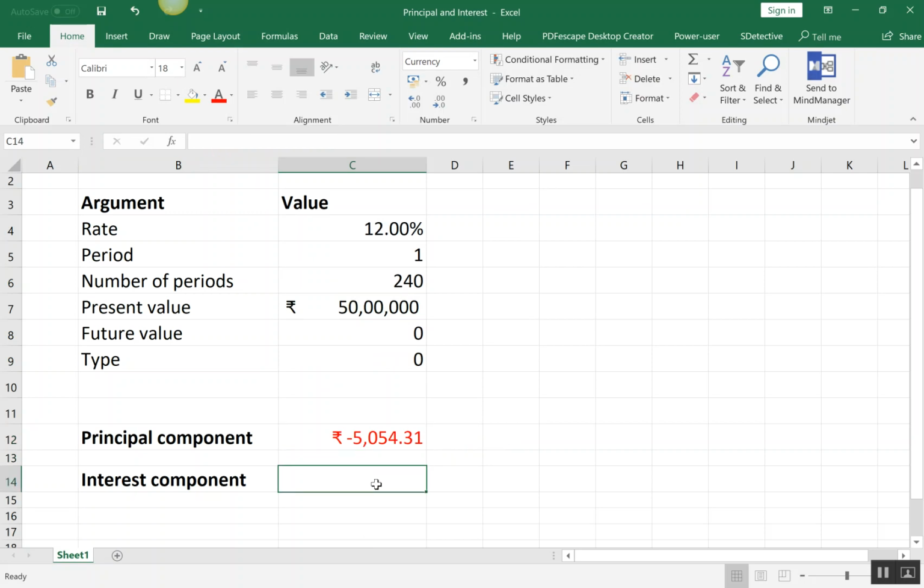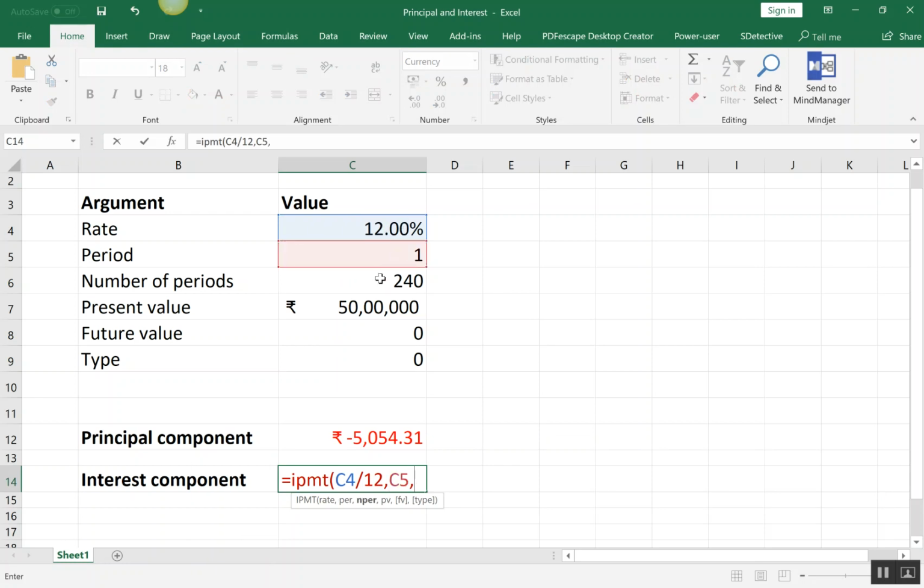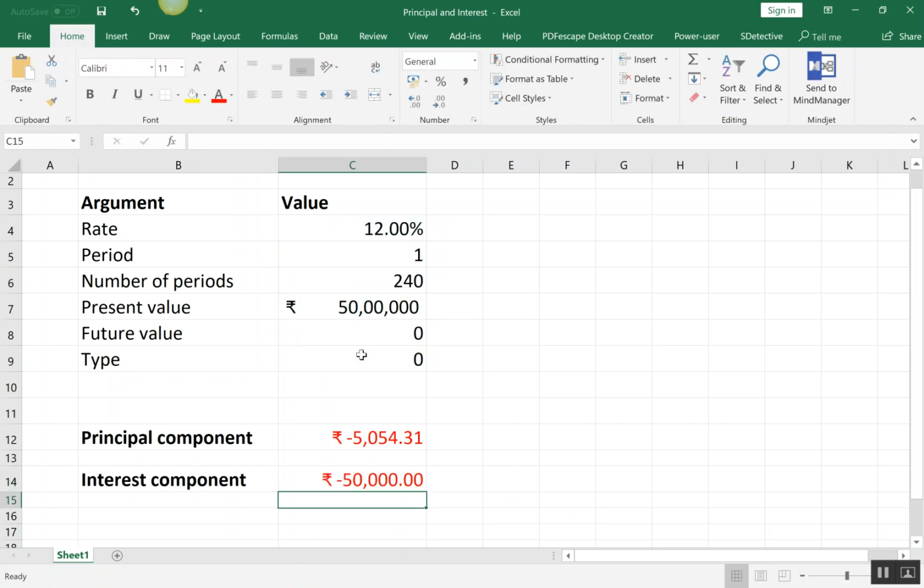And if we are trying to understand what's the interest component, then we need to make use of the ipmt function, where the process remains the same: 12% divided by 12, then the period, the first month, total number of periods is 240, present value is 50 lakhs, the future value is 0, and the type is 0, right? So we do this calculation and see that the interest component that needs to be paid is around 50,000. Okay, so as we see, the principal component is much lesser and the interest component is much higher in this total amount that is paid on a monthly basis at the start of the payment schedule, right?